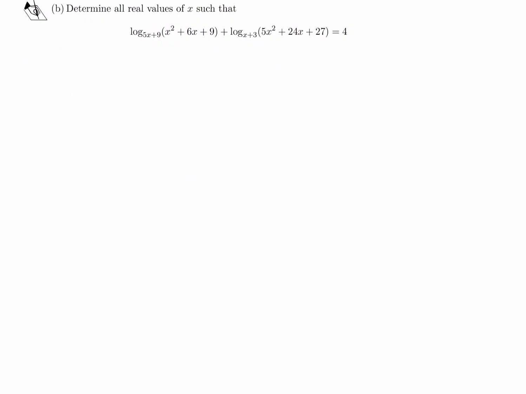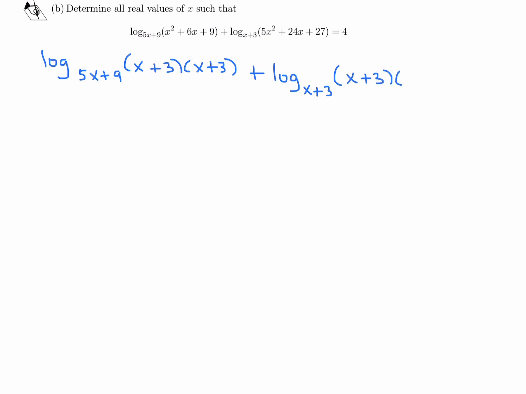Determine all real values of x such that this expression is true. So we have the log to the base 5x plus 9 of x squared plus 6x plus 9. But I think I can factor that: x plus 3, x plus 3. And then I have log to the base x plus 3 of 5x squared plus 24x plus 27. I think that can factor: x plus 3 and 5x plus 9. And of course, don't forget that 4.